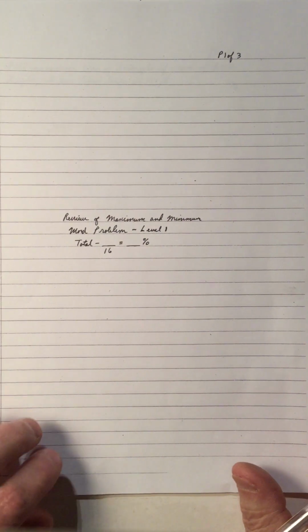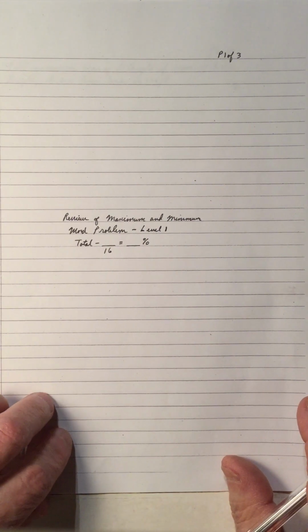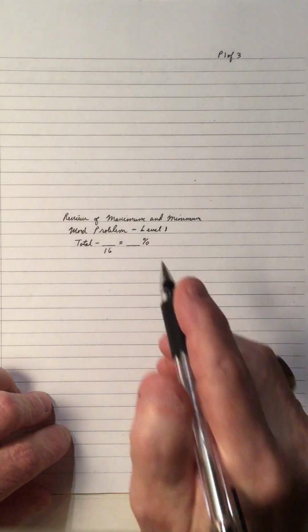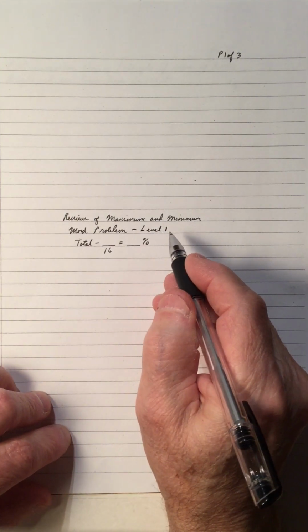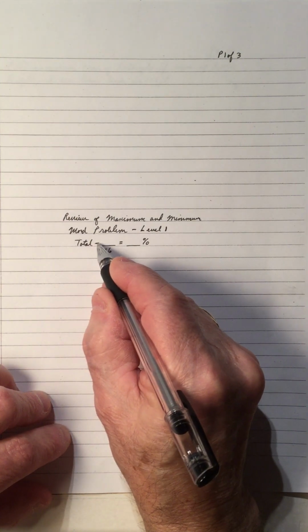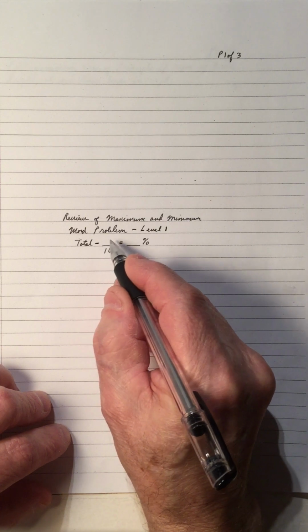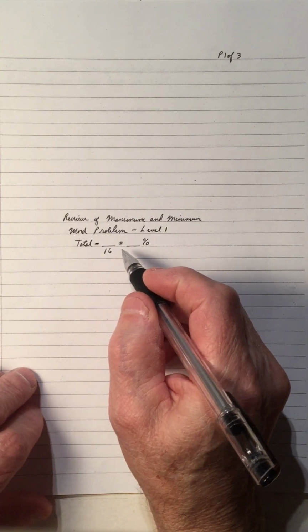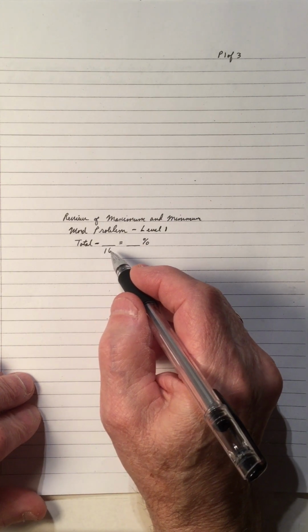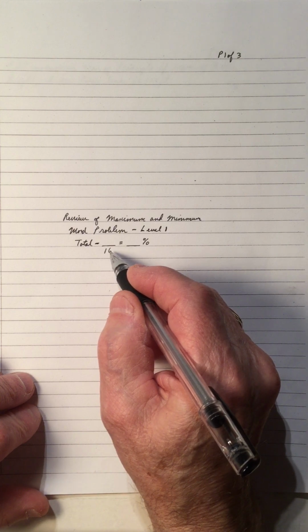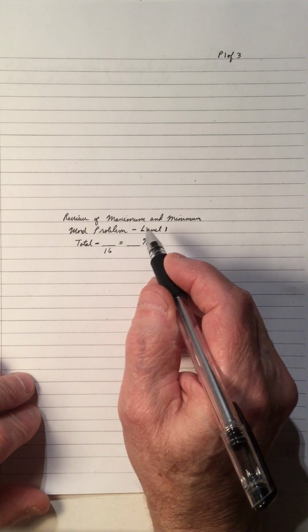Hi, and welcome to my video on the review of maximum minimum word problems, level 1. This review has two word problems, one max and one min, and the total for this review, treated as the quiz, is 16. Let's work some problems out.